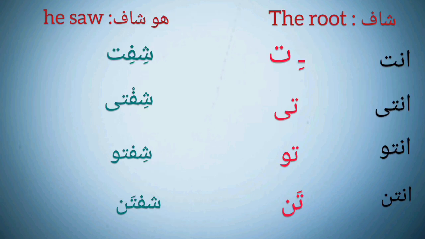But there's an exception here. In للمخاطب and للمتكلم, we have to delete the alif between the two letters. If there is an alif in the middle of two letters, like شافة, we have to delete it. As you know, مخاطب includes انت, انتي, انتو, and انتن. And متكلم includes أنا and إحنا. In these pronouns, in these verbs, we have to delete the alif.